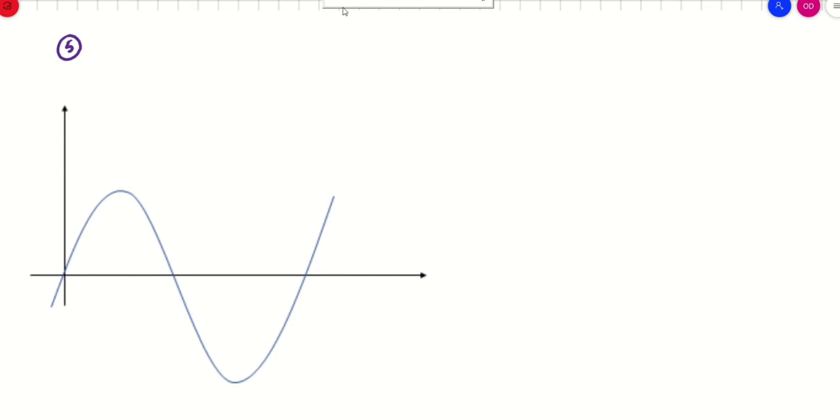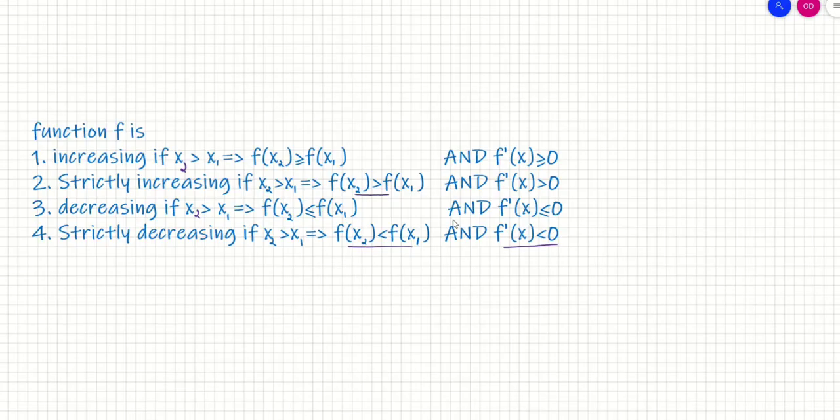Now consider the example y is equal to sin x again. Here we see that this function is neither increasing nor decreasing. So this is an example of a function that is neither increasing nor decreasing. To sum up all the observations that we have made, we have the following 4 points.